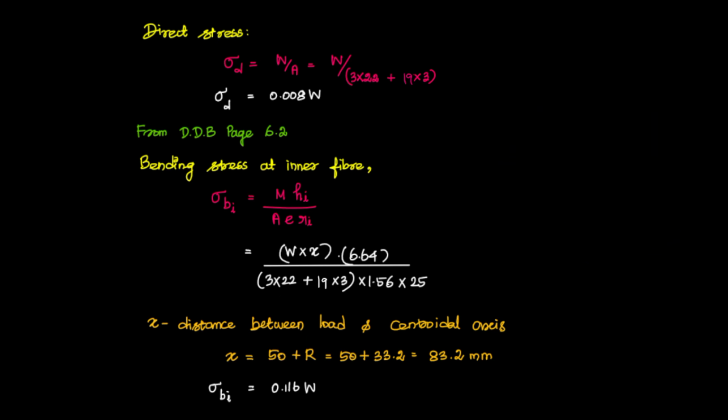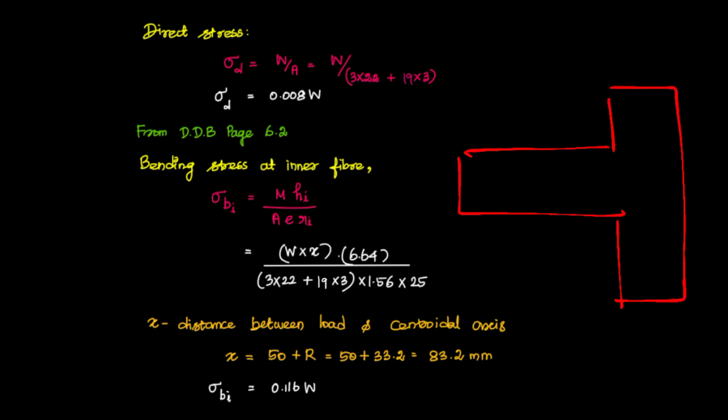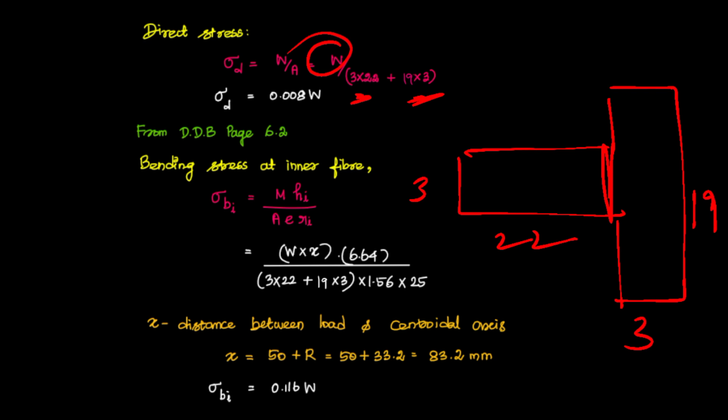I'll draw it here. This is the T shape, and we can see the T shape is made of two rectangles: 3 into 22 and 3 into 19. By adding the areas of the two rectangles, we get the area of the T shape. So the area is 3 into 22 plus 3 into 19. The area is calculated and the load is the unknown W, so let me keep it as W. So sigma d is equal to 0.008 W. The load is in terms of W. That is the direct stress value sigma d.